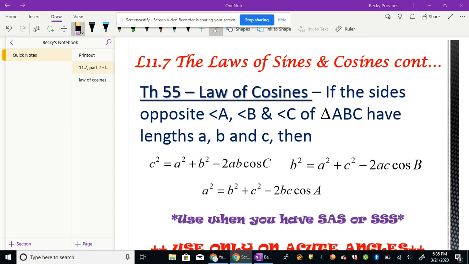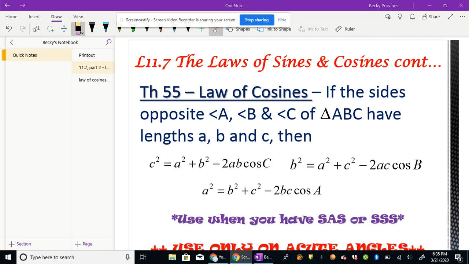Hi, today we're going to do law of cosines. You use law of cosines when you have a triangle that is not a right triangle and you're trying to find sides and angles. Always try law of sines first. Law of sines is super easy and fast, and you only use law of cosines if law of sines doesn't work.